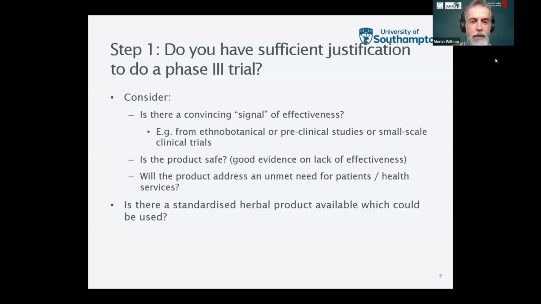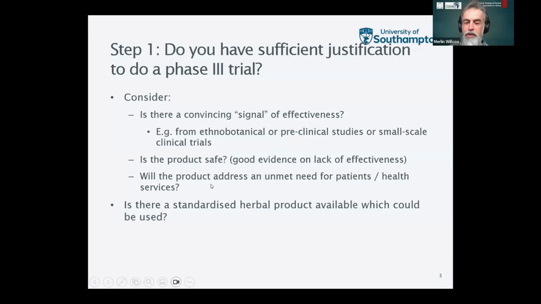So you have to consider, is there a convincing signal of effectiveness? Presumably, if you're proposing to do a phase 3 trial, no one has done one before, so you won't have proof that the plant works from a randomized controlled trial, but there could be some convincing evidence from ethnobotanical studies, from preclinical studies, or small-scale clinical trials, exactly like the ones which Sylvain has just shown us. Obviously, you want to know, is the product safe? You want to have good evidence on lack of toxicity, not lack of effectiveness. I apologize for that. That's a typo.